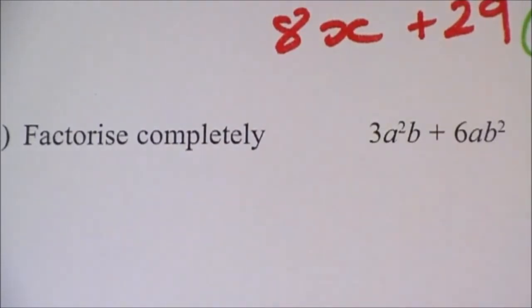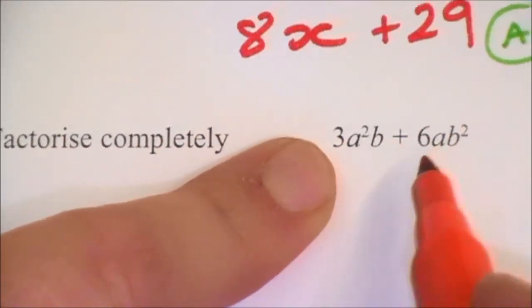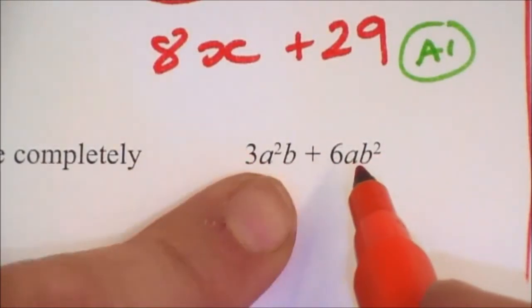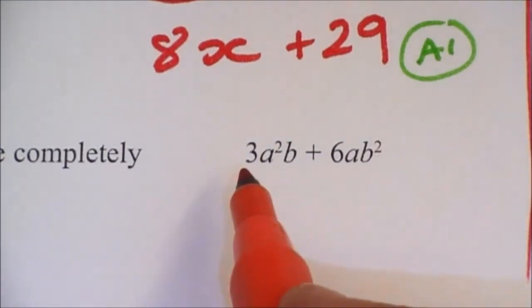Part C wants us to factorise this completely. Now, completely means that you make sure you take it right down to its lowest. So first thing I want to find is the highest common factor of both these terms. Now, they've both got A's in and they've both got B's in. So that means there are going to be letters on the outside of my bracket. So let's deal with the numbers first.